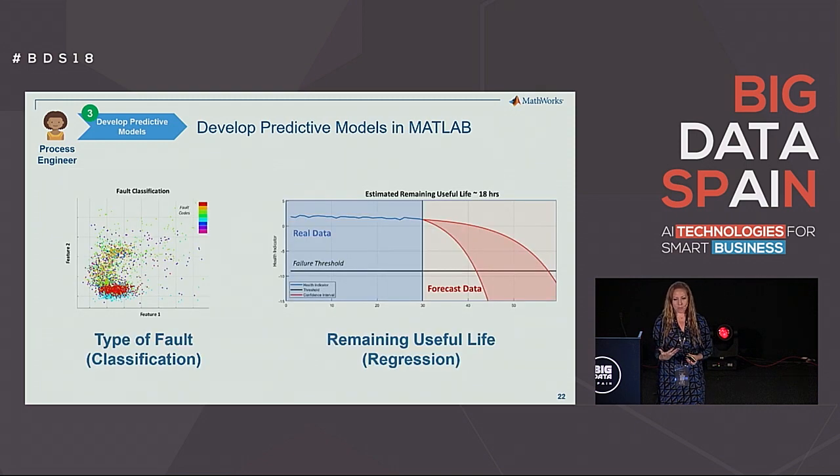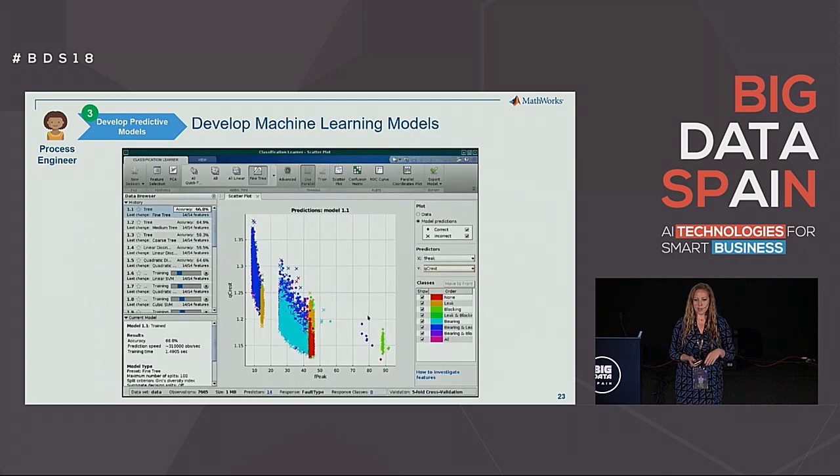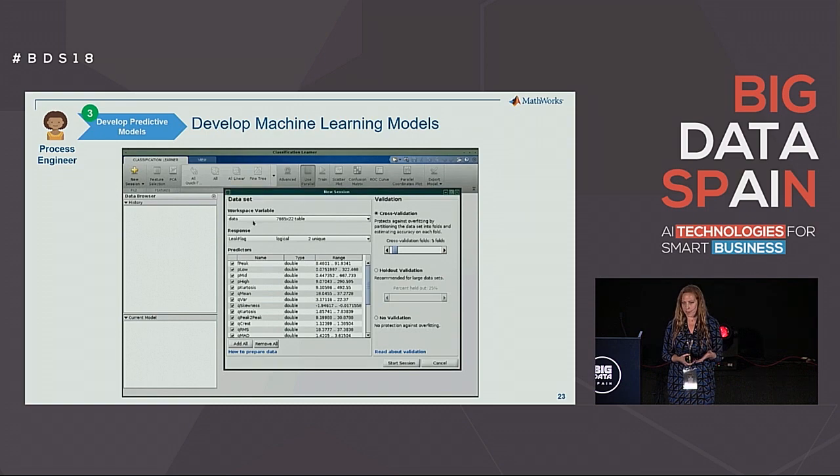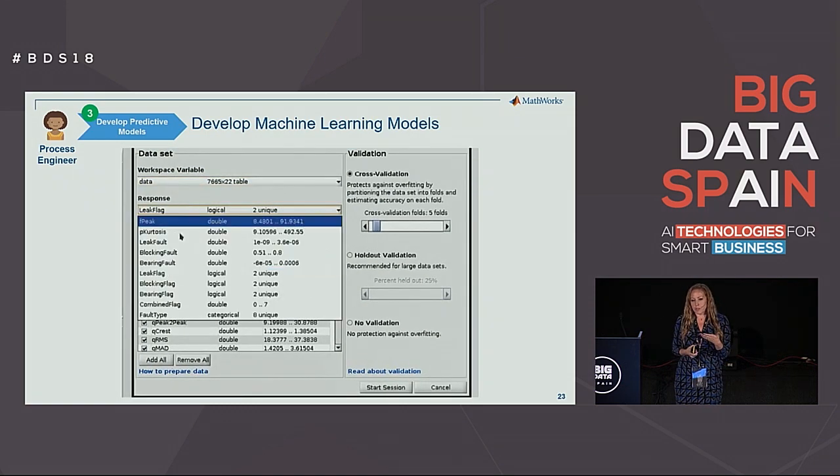Thinking about the models, we mentioned that the plant operator needs the type of fault. Is it leaking? Is it blocking? That sort of thing. That's a classification problem. And then the remaining useful life is a regression problem. This is sort of an exponential degradation problem, so that's numeric regression.